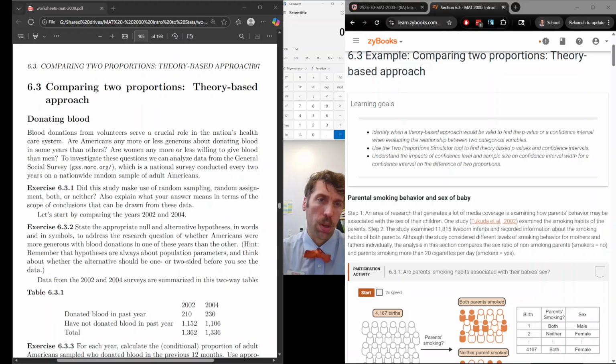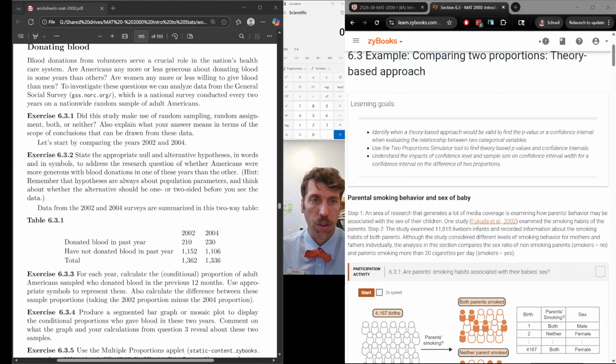And so for exercise number 1, did the study make use of random sampling, random assignment, both, or neither? There should be enough information in that first paragraph for you to be able to tell that if you include your common sense. But if you're still not so sure, you can always read about the General Social Survey with that link. Okay, but don't spend too much time on that question. You should be able to have a good sense of what it is doing there.